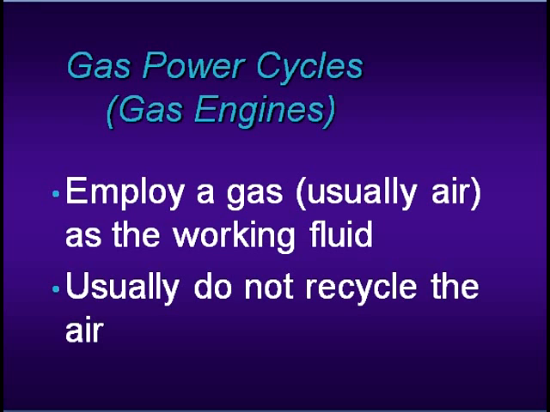Gas power cycles employ a gas, and it's usually air because air is abundantly available. Air is used as the working fluid. There's also fuel mixed in with the air, but here we're going to approximate it as just air. And usually the air is not recycled. I mean, a cycle theoretically is where the working fluid goes all the way around and starts again. But in a gas power cycle and in a gasoline engine, for instance, the oxygen is used up when you burn the air, when you're supplying heat, and so you need to use fresh air each time.